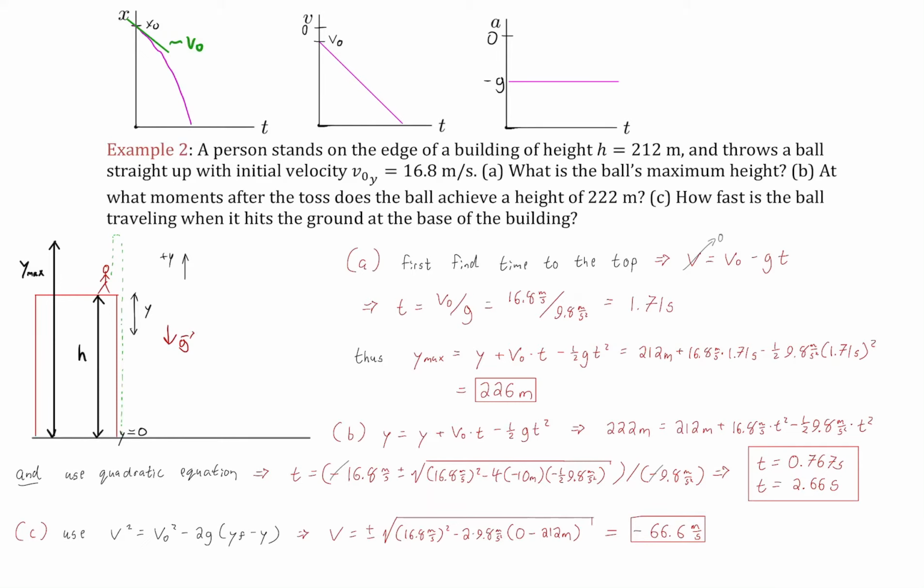And I also didn't take any shortcuts here, like I did before, and have it imagine it starting at rest from the top. I could have, but I said, well, I don't have to do that. I'm just going to solve it. And I end up with a value of negative 66.6 meters per second.